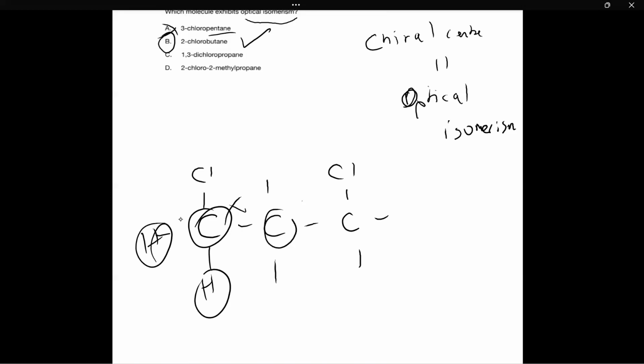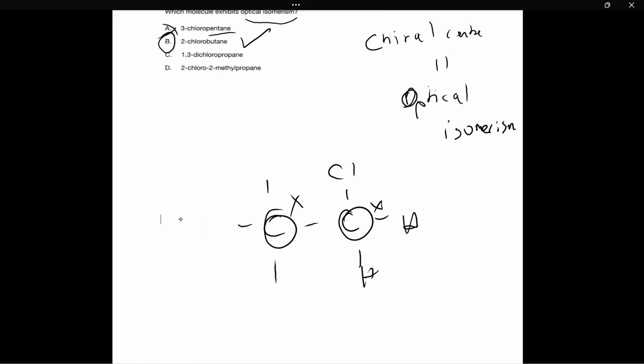So nope. What about this carbon? Nope, it has 2 hydrogens. This is not chiral. And same thing for this. This is not chiral because it has 2 hydrogens attached to it. So, well, let's move on to the next part. 1,3-dichloropropane is wrong. This cannot be our answer.